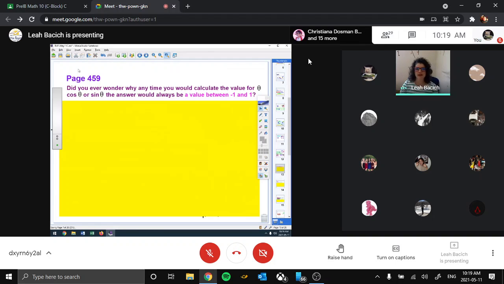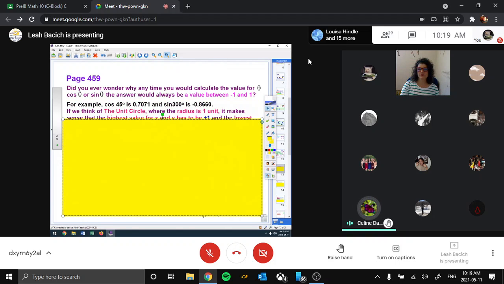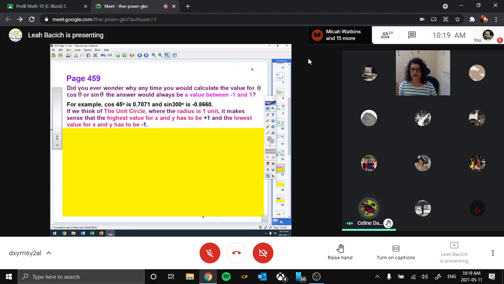Oh well. Did you ever wonder why anytime you calculate the value for theta, cosine, or sine, the answer would always be a value between -1 and 1? Does somebody have a question? Yeah, I was wondering if the quadrants were going to be important for later questions. Yes. Is it important to know which quadrant is which? Yes.